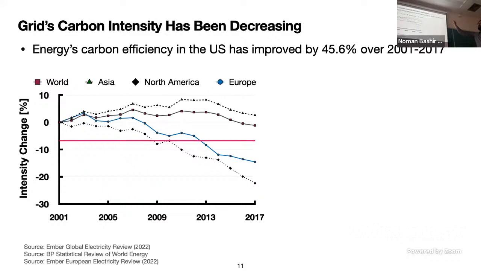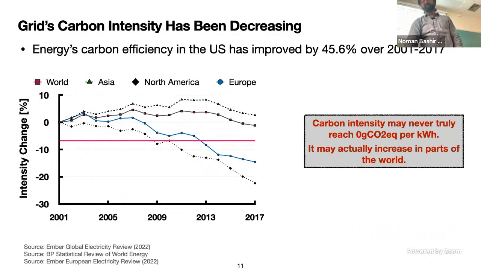Asia's overall energy carbon intensity has increased, and Europe and North America have generally decreased. The point here is that carbon intensity has remained the same overall, and has actually increased in parts of the world, but you cannot ask people to not do that.